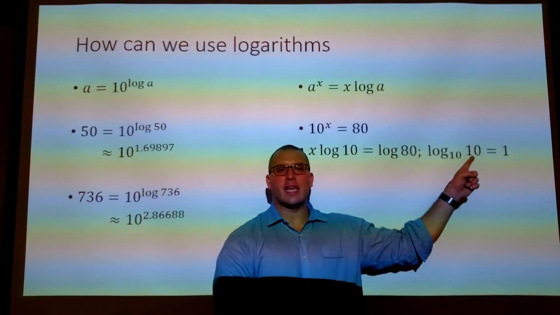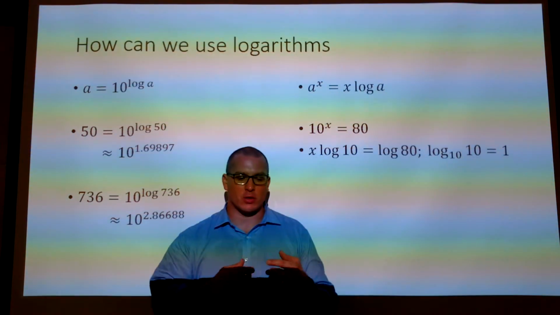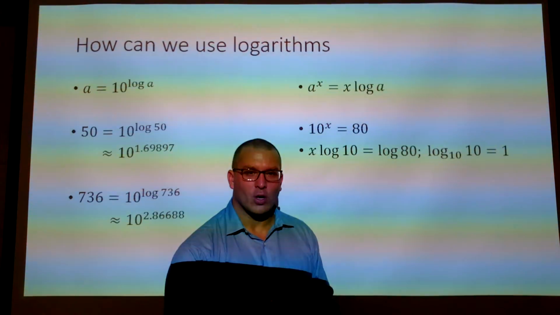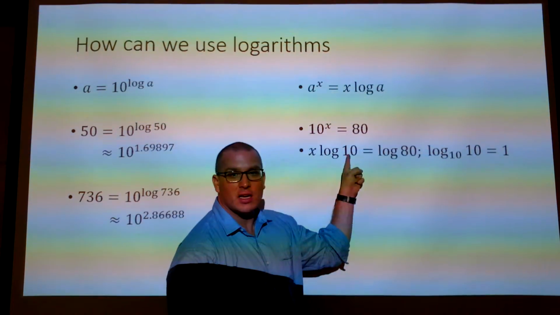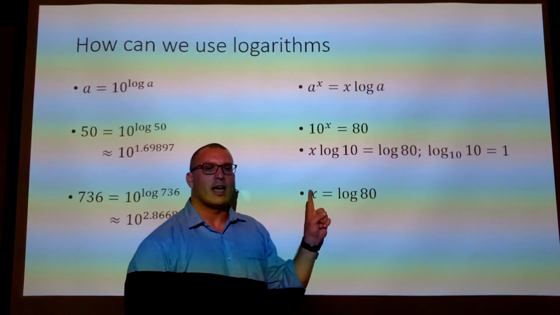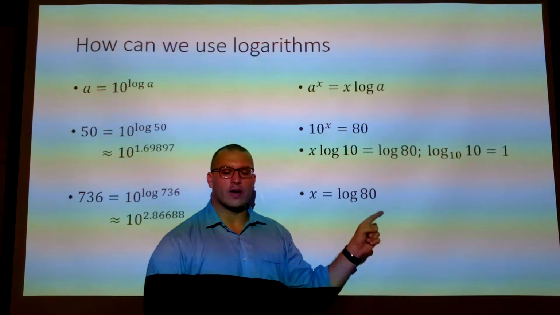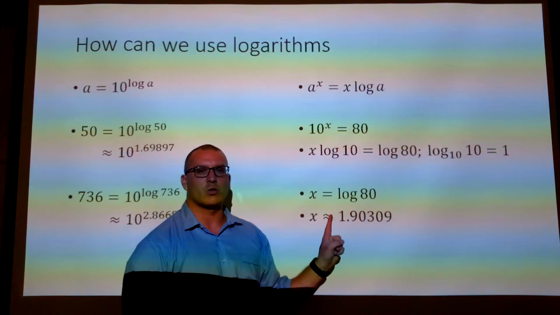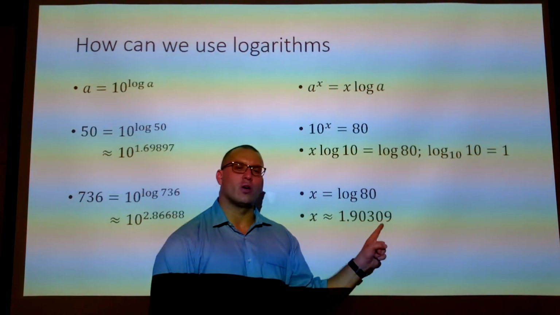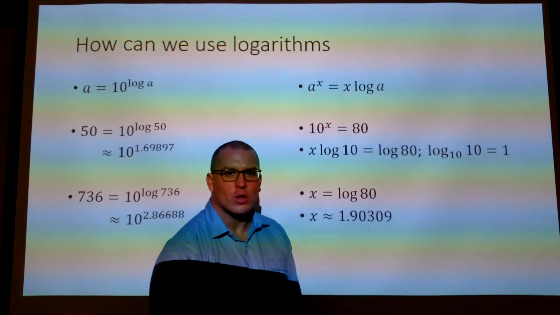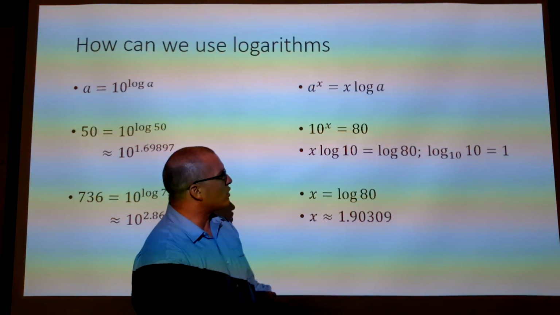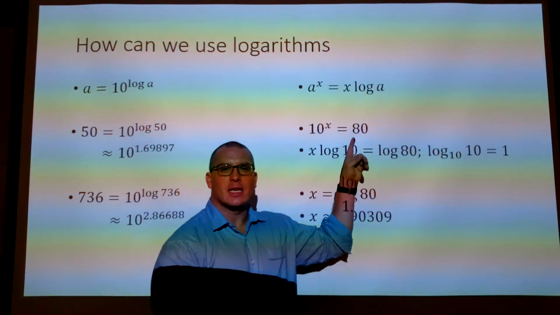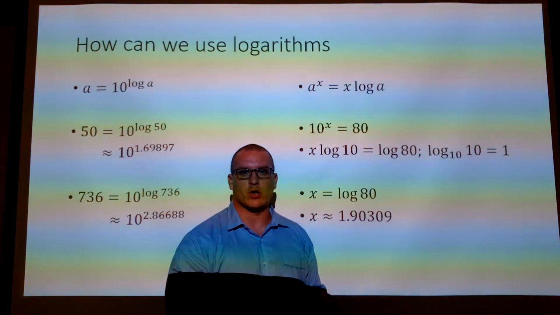But the log of 10 with base 10 is just 1, because 10 raised to the power of 1 is simply 10. So that means this part here just goes away. So x is equal to log of 80. Or in this case, this value here, x, is equal to 1.90309 approximately. So all we're saying here is that the exponent times the log of the base is equal to the log of whatever we're trying to find.